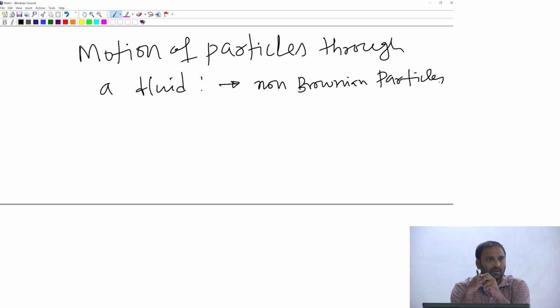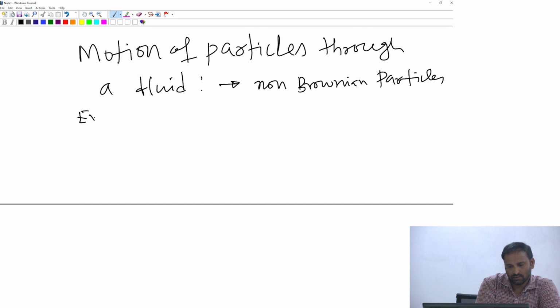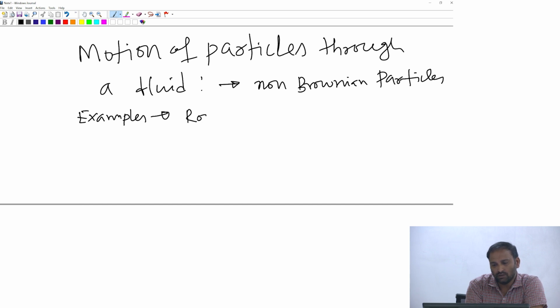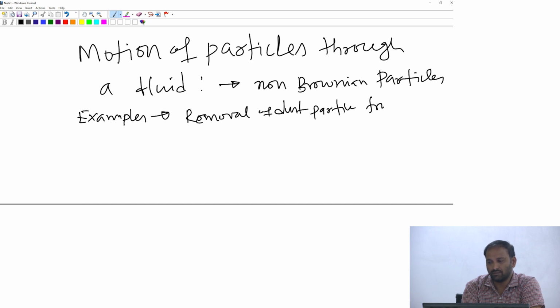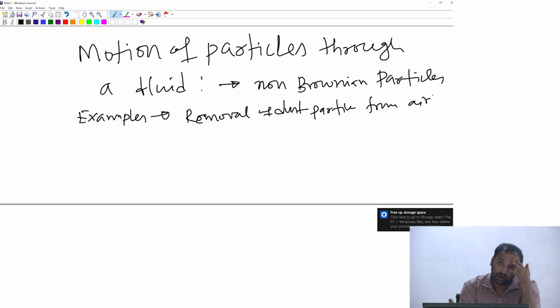Any examples? Can you think of some examples where you come across motion of particles in a fluid? Consider an operation such as the removal of dust particles from air, or a case where there's a flue gas coming from one of the industries, and it could be carrying particles.